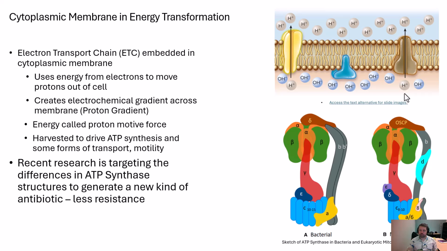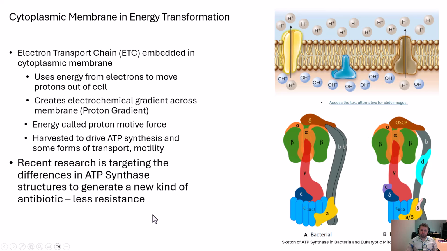What researchers have figured out relatively recently is the differences between the ATP synthase of bacteria and the ATP synthase of, say, eukarya, or organisms that have at least a mitochondrial ATP synthase. And there are differences. You can see that there are different amino acid chains that are building these proteins together.